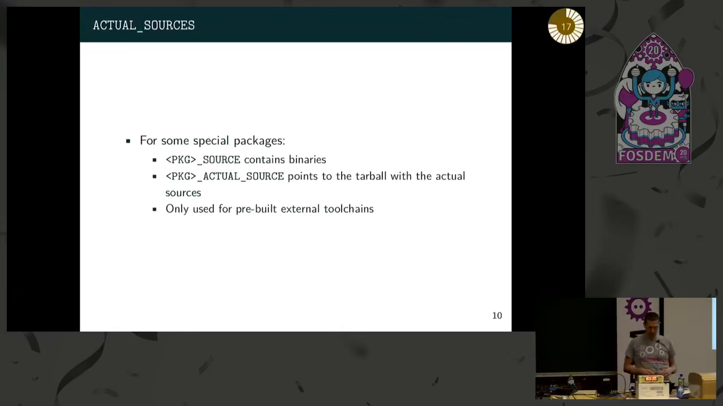Okay, finally, there is a very special case where some packages have a source variable that points to a tarball which does not contain the source code but a binary, and this only applies with external pre-built toolchains actually, so it's a very special corner case. But in that case there is an additional variable, actual source, that can point to a different tarball which is released at the same time by the toolchain author, where all the source code is. You probably don't need that, but you should be aware.